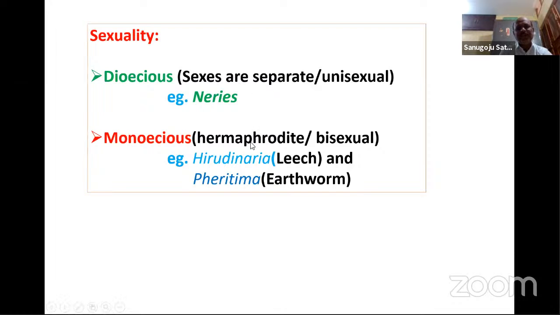This is a new word. Hermaphrodite is nothing but having bisexual parts in its own body. That means both male and female in a single individual. But dioecious means unisexual. Both the male and female are separated. Sexes are separate.